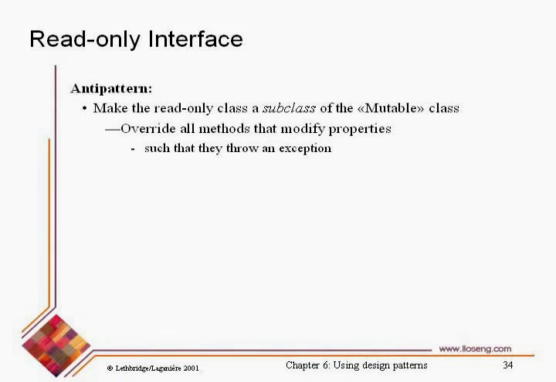Anti-patterns then. One anti-pattern is to make the read-only class a subclass of the mutable class, and to override the methods that modify properties so that they throw an exception. This is a trick that people have used to achieve a similar effect. So I flip these around. My immutable, my person, is a subclass of the mutable. And this has got things like set first name, set last name, throw exceptions.